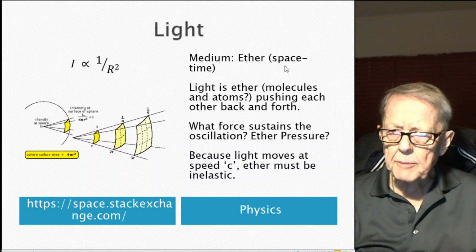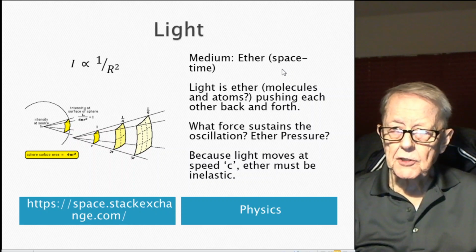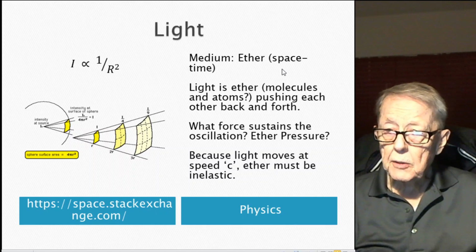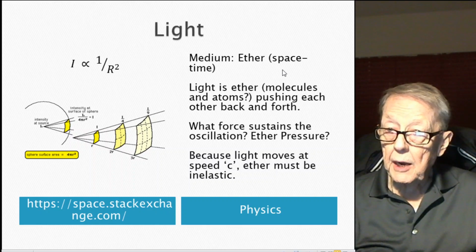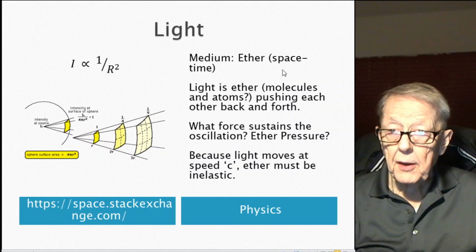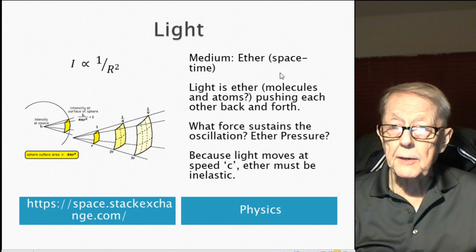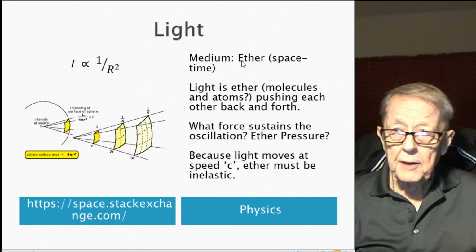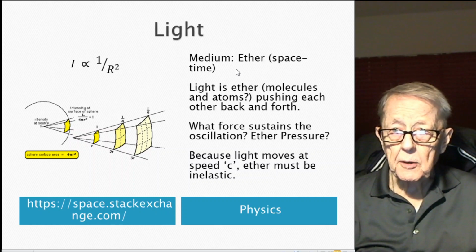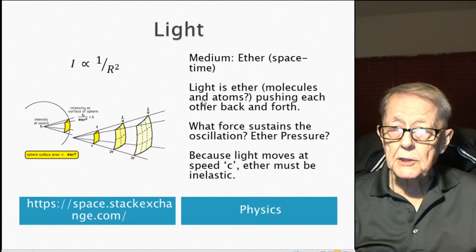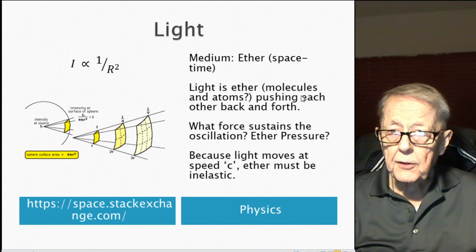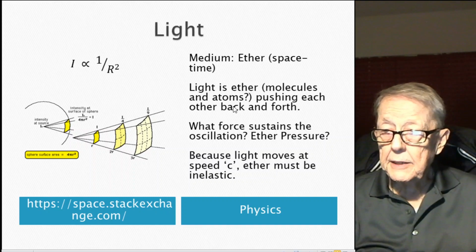What about space-time? Well, you can get various answers to this that I've seen on the internet, where it sure appears that when you hear about space-time fabric, that there's something there, or when you hear that space-time is being bent, how can you bend something that's there? It must be there if you're going to bend it. I'm not an etherist and I'm not a relativist, so I'm not going to be able to explain it, but let's assume that light is ether molecules and maybe atoms pushing each other back and forth and propagating just like sound.